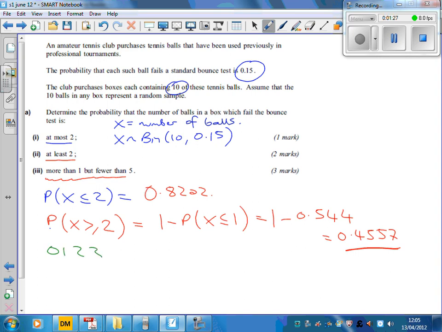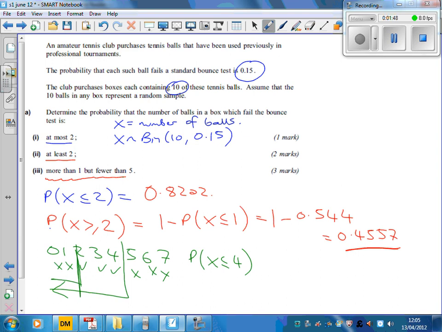Now this one takes me a while, so I just do a little diagram to check I'm getting the right things. I always write this little thing out and think what I want. I want more than 1, so I don't want 1. I want 2 or 3 or 4. I want fewer than 5, so I don't want 5. These are the ones I'm looking for. I'm going to look up less than or equal to 4, and then I don't want these ones down here, so I'm going to take away the less than or equal to 1s.